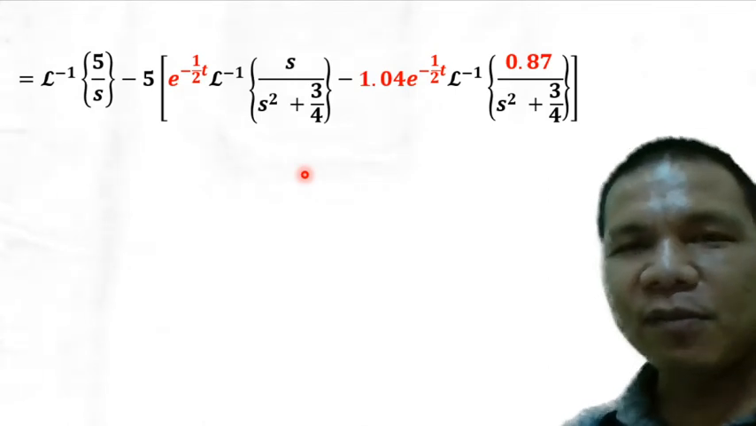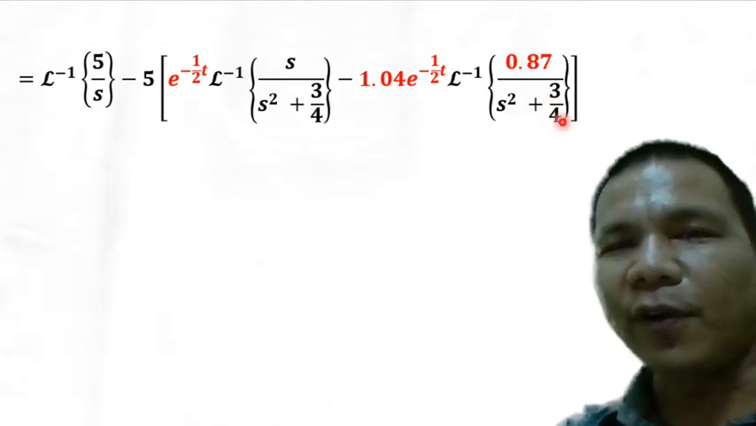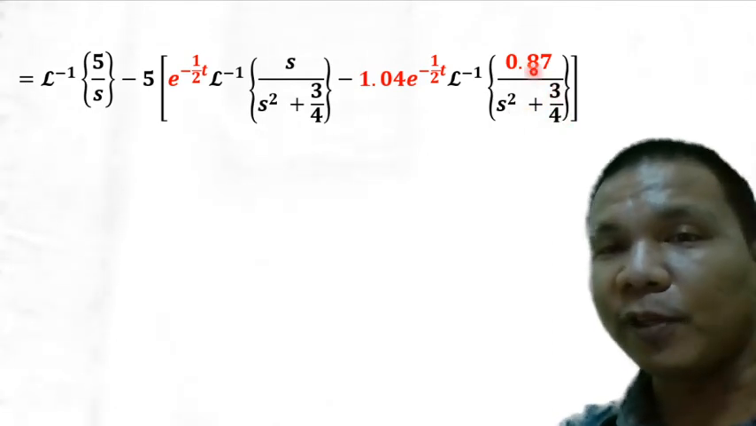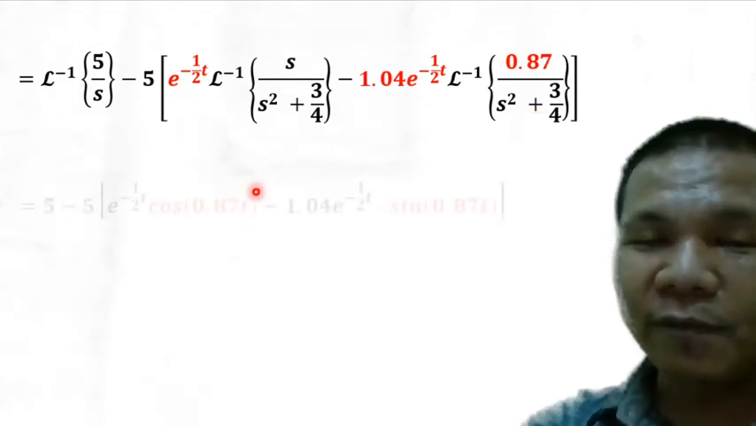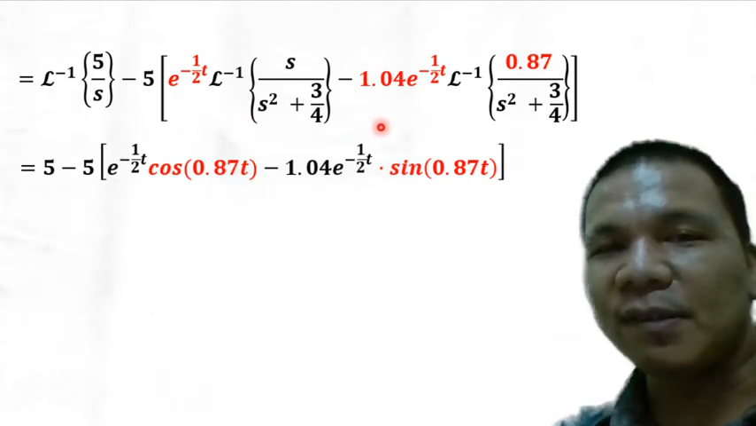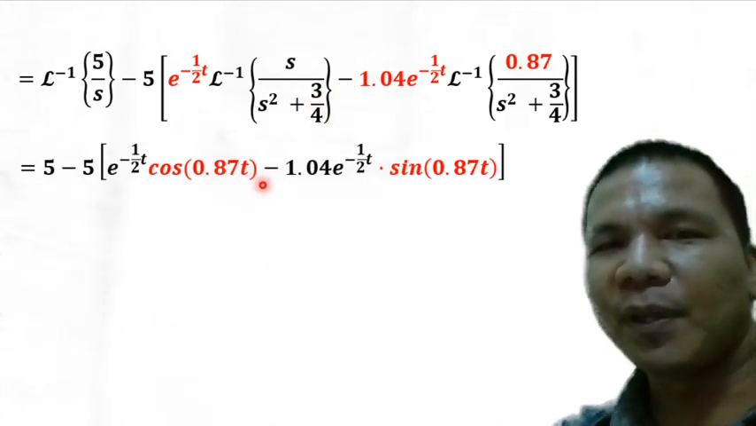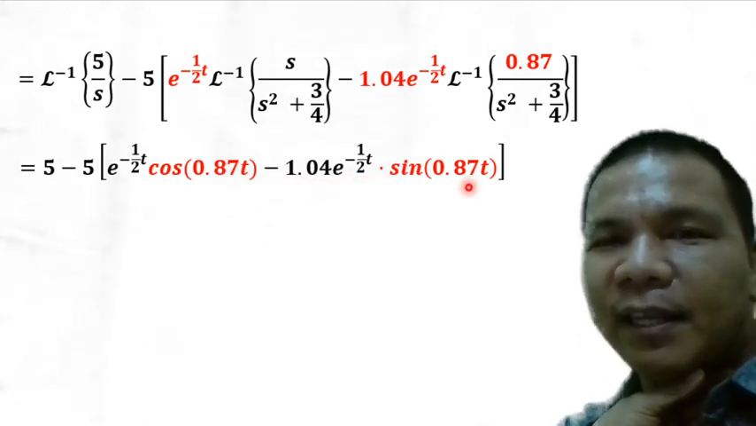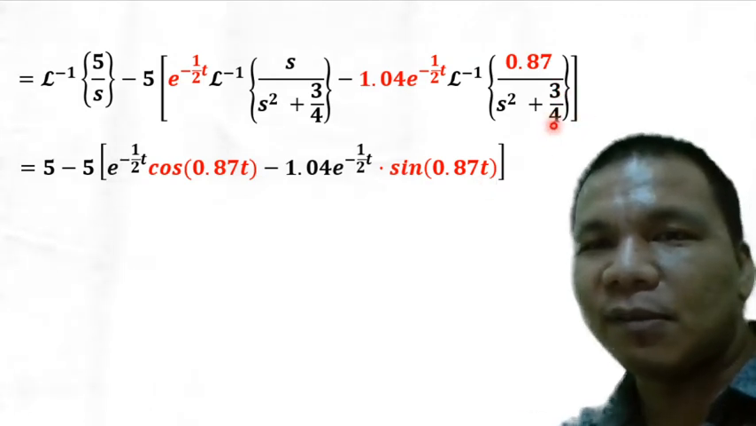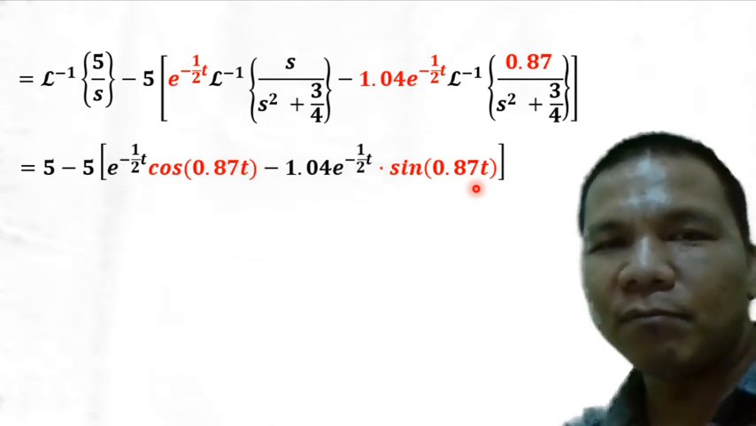So what is the inverse Laplace transform of that? Think. This is s squared plus 3/4. Take note, square root of 3/4 is 0.87, as I have mentioned a while ago. Now, if you are going to take the inverse Laplace transform, this is just the same as cosine of 0.87t minus 1.04 e raised to minus 1/2 t multiplied by sine 0.87t. Take note, this is the square root of 3/4. That's 0.87. Any question?